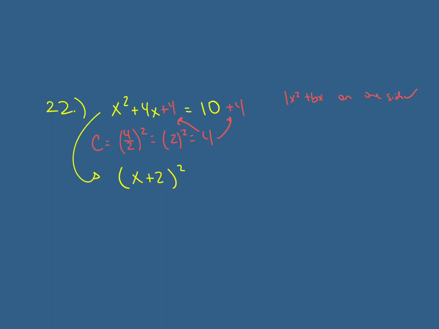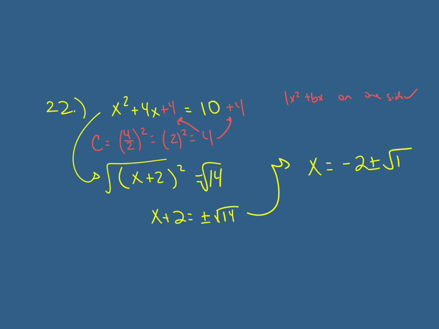So the left side becomes x plus 2 squared because that's a perfect square trinomial. The right side is 14. Now I get to square root both sides, and I'm just going to solve using PEMDAS backwards. So I square root. I end up with x plus 2 equals plus or minus square root of 14. I subtract 2 from both sides, so the best answer is x equals negative 2 plus or minus the square root of 14. And that's it for 22. And that's going to finish this assignment.